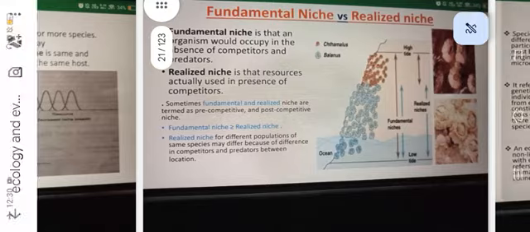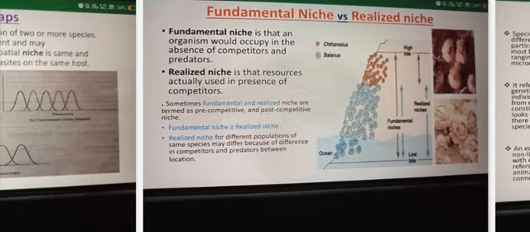Fundamental niche and realized niche. Fundamental niche is what an organism would occupy in the absence of competitors and predators. Realized niche is the resources actually used in the presence of competitors. Sometimes fundamental and realized niche are termed pre-competitive and post-competitive niche. Fundamental niche is always greater than or equal to realized niche. Realized niche for different populations of the same species may differ because of differences in competitors and predators between locations.